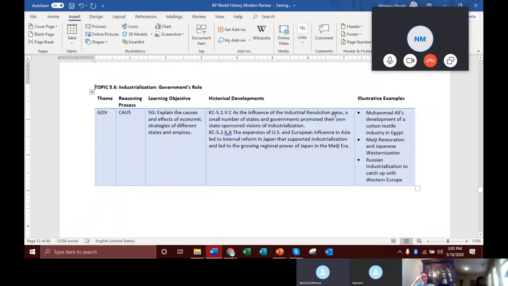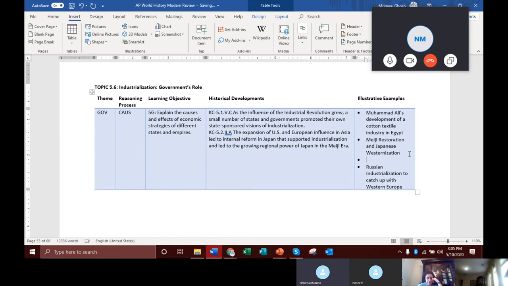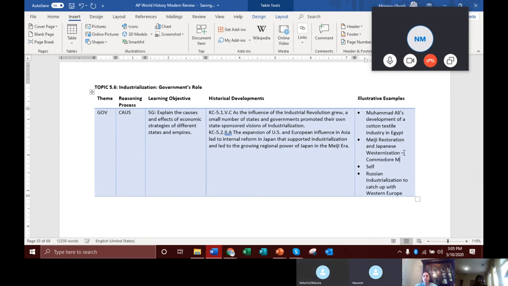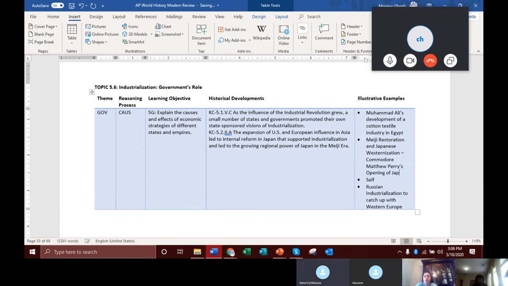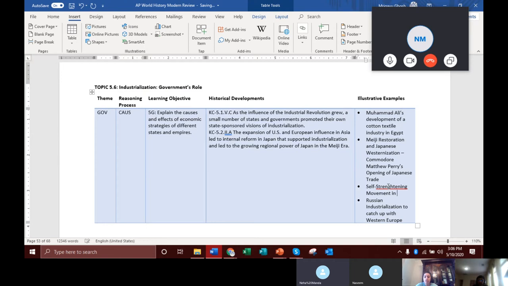Industrialization and governance. Okay, so state-sponsored vision. We're looking at Muhammad Ali, not the boxer, and the development of the cotton textile industry in Egypt, the Meiji Restoration and Japanese Westernization. So we can definitely talk about the Self-Strengthening Movement here, I think. Commodore Matthew Perry. Yes, Commodore Matthew Perry. Is this in the same PowerPoint? What do you mean? Modernization, it's that big PowerPoint, right? Self-strengthening movement of people in the East. Oh, the movement in China, right?